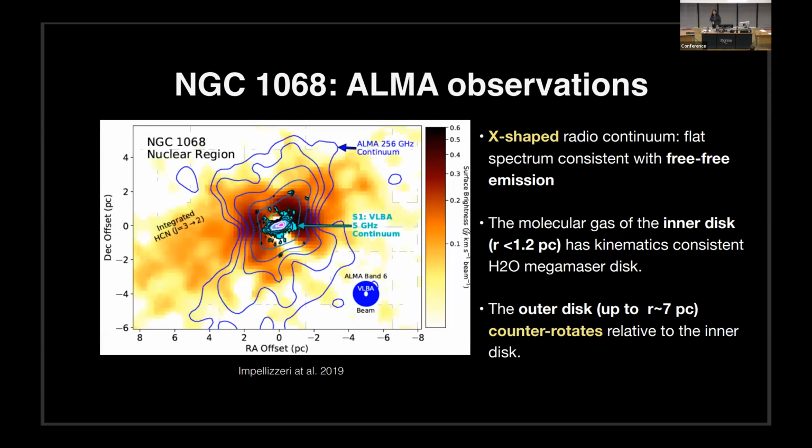We have to compare two things that have a similar resolution. In this case, these ALMA observations found this really nice extended continuum with a butterfly shape at 256 gigahertz. And this is the way it relates to the VLBA source, and the water masers are also around here. The most intriguing aspect of this publication is that, again, they found that the outer disk is counter-rotating with respect to the inner disk, which would be the one defined by the masers. It's only about 1 parsec.